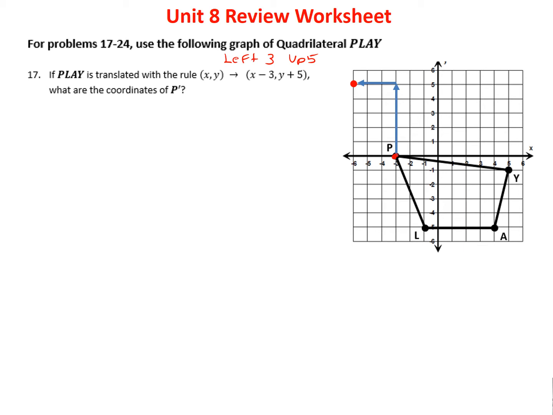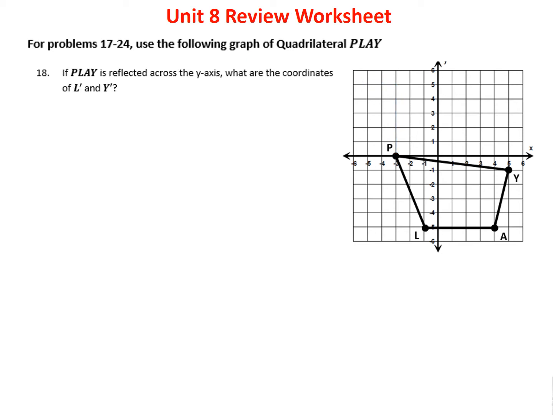But let's do it with the coordinates just to make sure that we're right. And so if we put in here minus 3, 0, minus 3 is minus 6, and 0 plus 5 is 5. So yes, we arrive at the same point. So the answer is P prime is minus 6, 5.